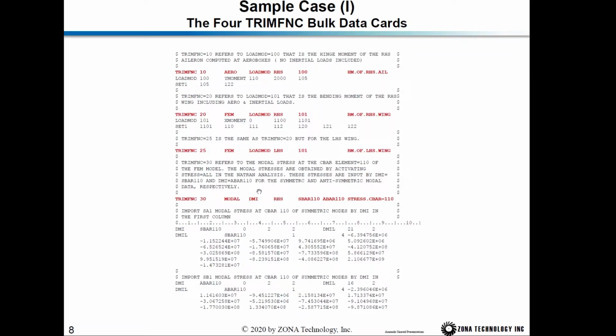The last one, we want to compute the stress in this CBAR element with ID 110. So this is a modal. Okay, then it refers to a DMI card. The two DMI cards. This DMI card imports the stress, the modal stress of those modes, and this refers to another DMI card, and in this DMI card, it lists out the modal stress due to the anti-symmetric modes.